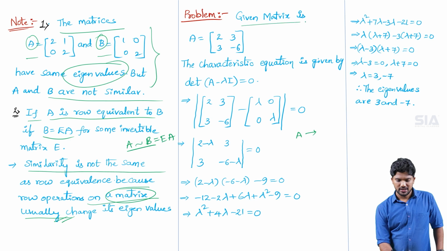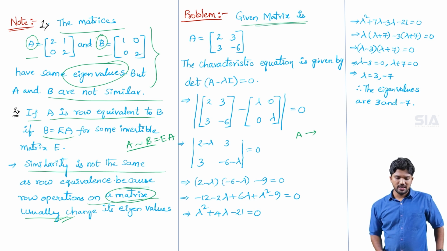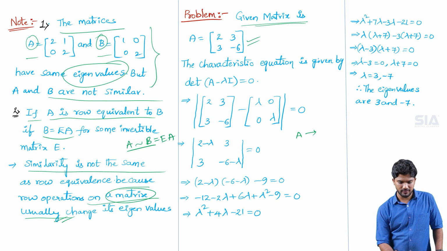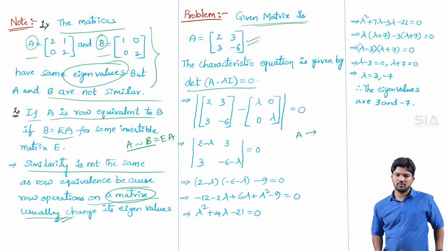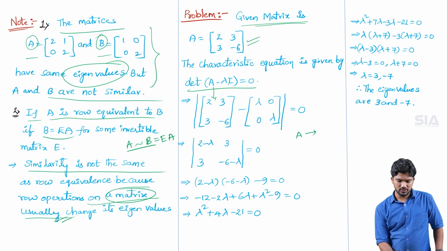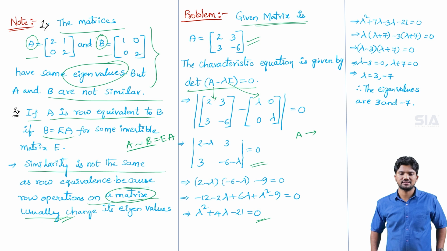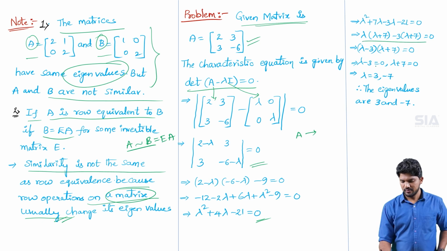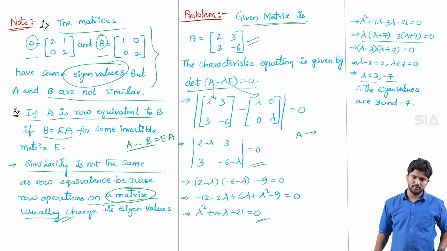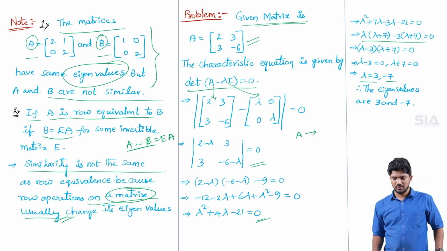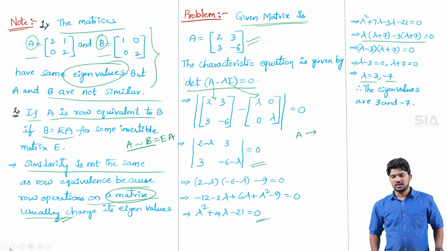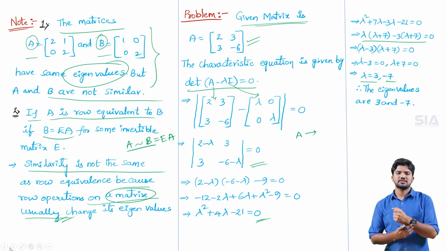So next, the third problem. The given matrix is capital A is equal to 2, 3, 3, minus 6. The characteristic equation is given by det of A minus lambda I equal to 0. So substitute the corresponding values. Okay, so simplify them. You will get one quadratic equation in terms of lambda: lambda square plus 4 lambda minus 21 is equal to 0. If you simplify, then you will get lambda is equal to 3 and minus 7 as the eigenvalues. Okay, therefore eigenvalues are 3 and minus 7. For these eigenvalues, we can also find the corresponding eigenvectors.